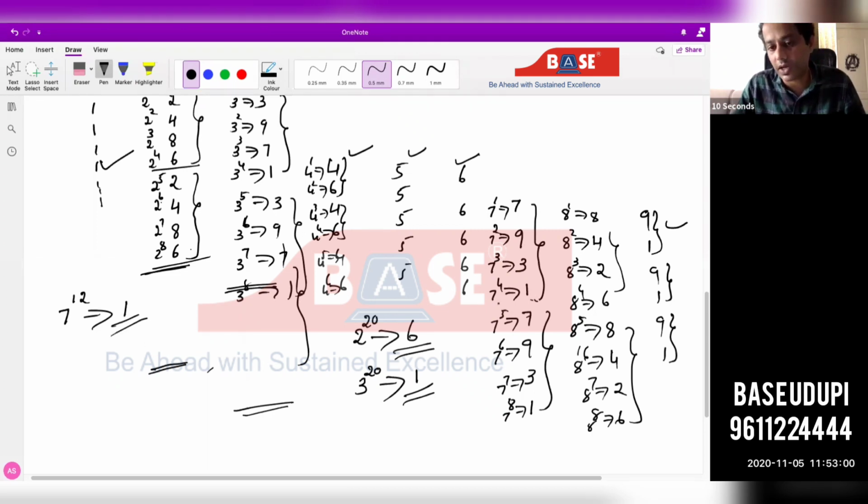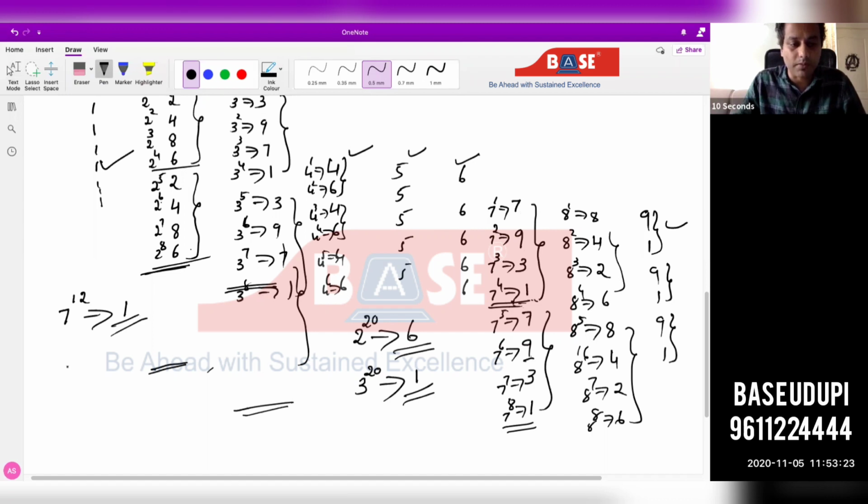7 power 4 ends with 1. 7 power 8 also ends with 1. 7 power 12 also ends with 1 only. What does 7 power 13 end with? 7. 14 ends with 9. 15 ends with 3. 16 ends with 1. 17 ends with 7. 18 ends with 9. 19 ends with 3. 20 ends with back to 1.